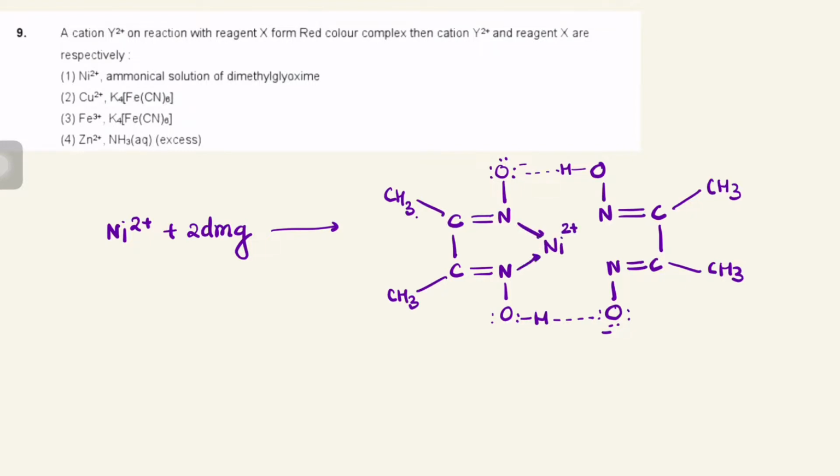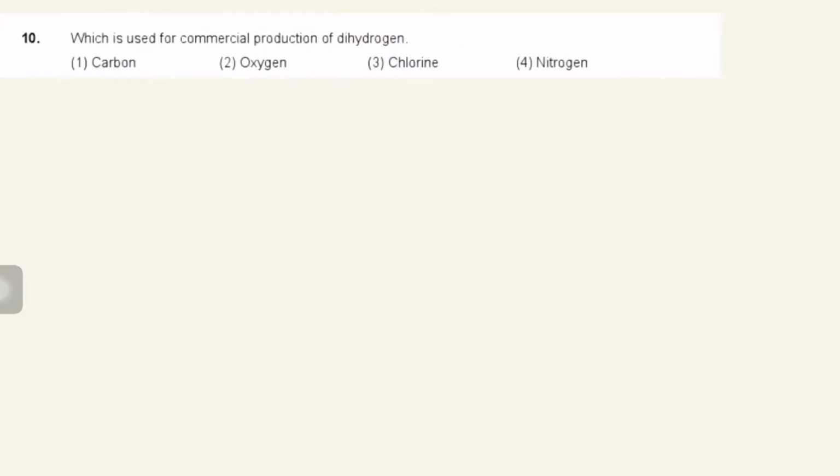In the whole molecule itself, this is the hydrogen bond basically, and nickel here is 2 plus, that is the central atom, and these 4 nitrogens are acting as ligand. So this is a square planar complex, dsp2 hybridization, and it is rosy red. So the correct answer for this will be nickel 2 plus with ammoniacal solution of dimethylglyoxime. Okay, let's move to the next question.